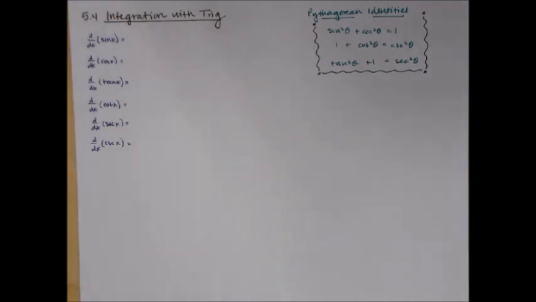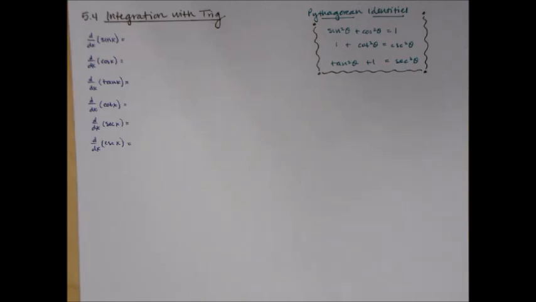These are notes for AP Calculus AB. This is 5.4, and we're going to be working on integration with trig today. On the side, I've written out the Pythagorean identities to remind you of them, since they will appear every now and then in some problems that we'll be working on. You can see the three Pythagorean identities on the side.